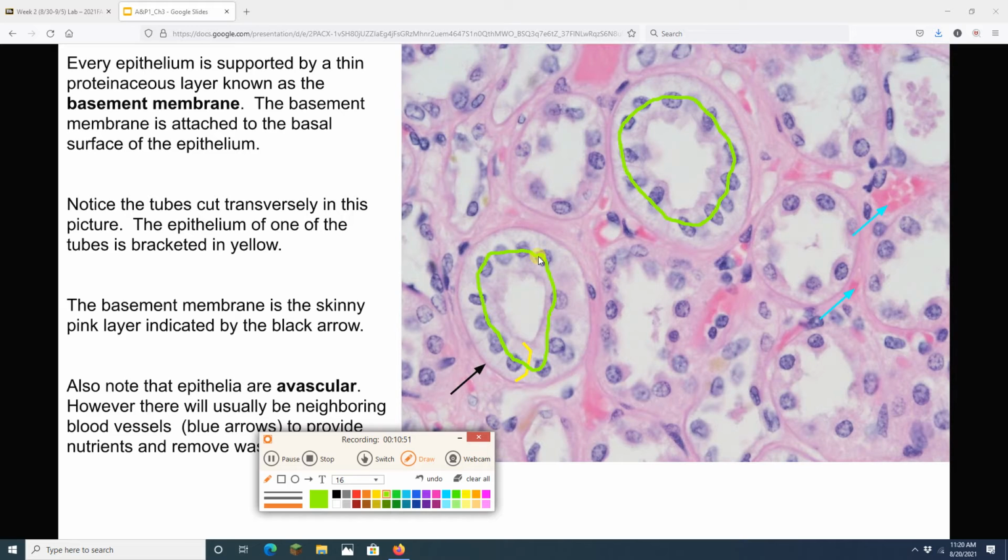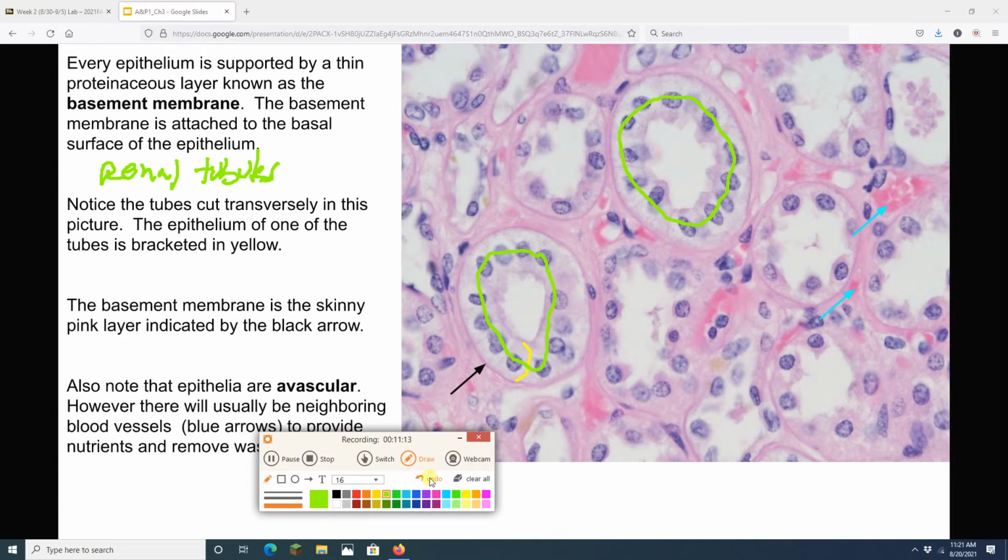These rings are things called renal tubules. Renal, R-E-N-A-L, because they're in the kidney. Tubules, because they're little tubes. We'll actually see more of them later on today. And these tubes have been cut transversely. Again, notice the fact that they are rings.